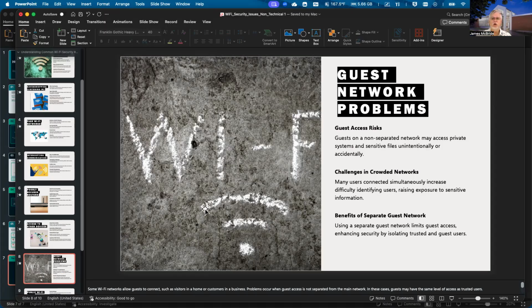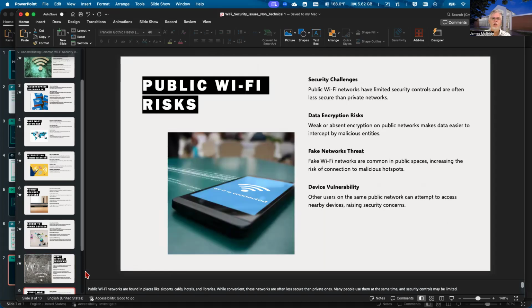Of course, it also helps in crowded networks. If you've got one wireless frequency that's being used by 48 devices, having a guest network or a different network will split that traffic out. Using a separate guest network limits guest access, enhances security, and separates trusted and guest users.